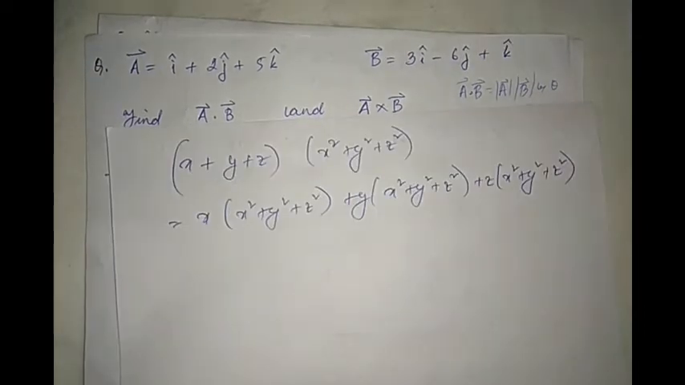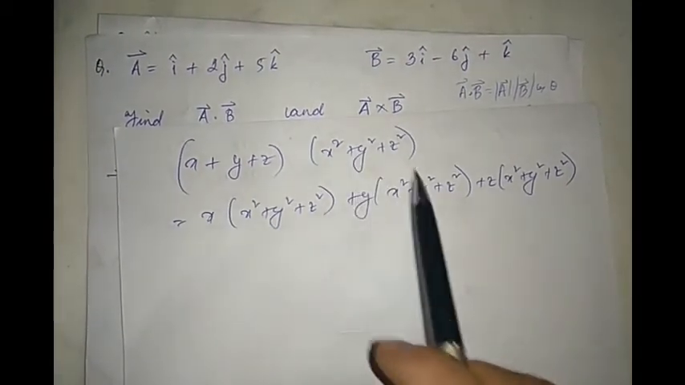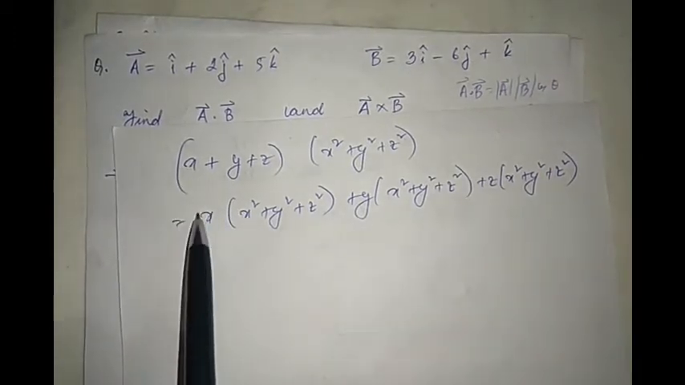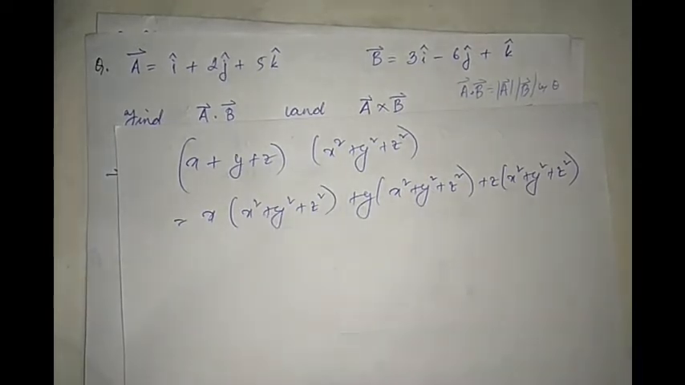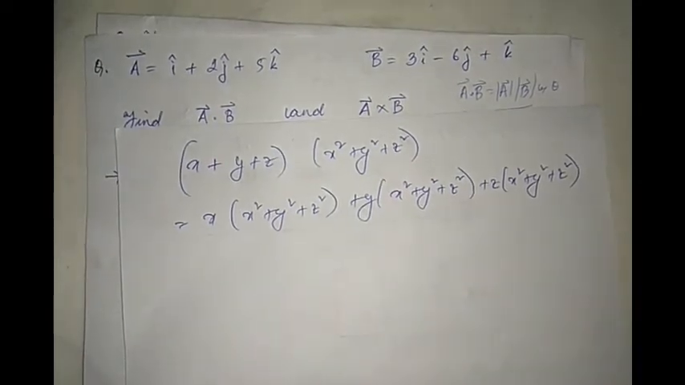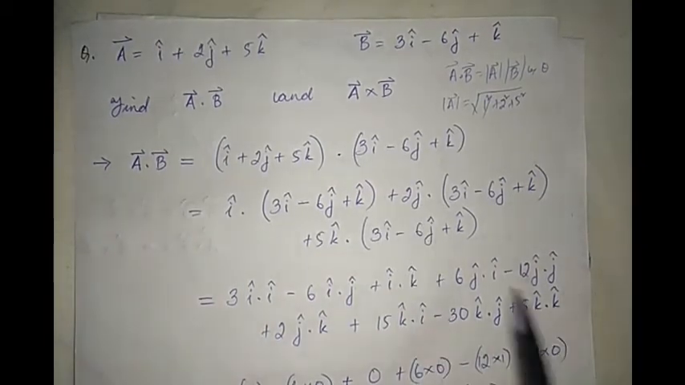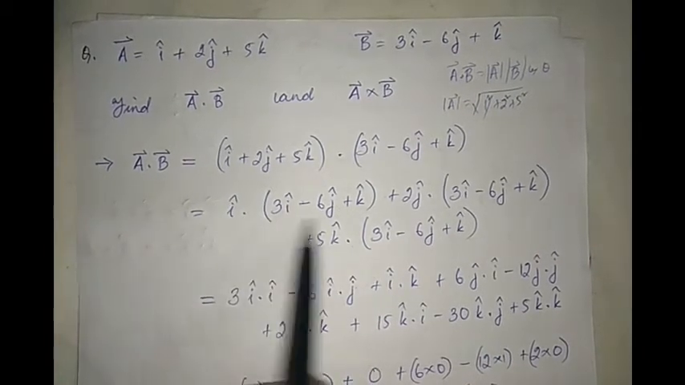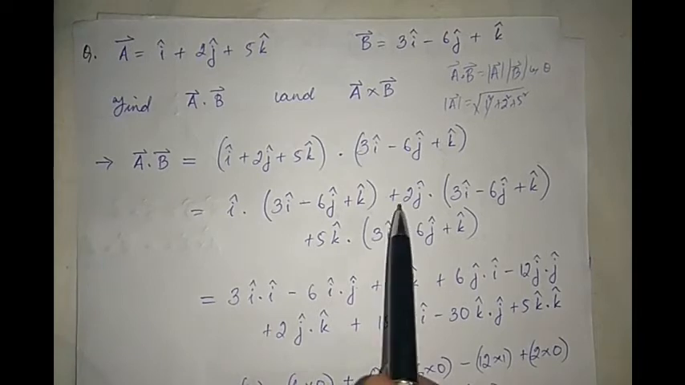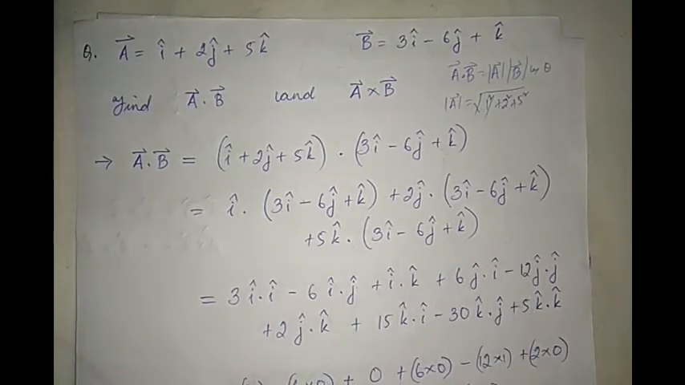It's very similar to what you do in algebra. If we are to multiply x plus y plus z with x squared plus y squared plus z squared, x will multiply the whole thing, plus y into the whole thing, plus z into the whole thing. Very similar to this, whenever we are finding either a dot product or a cross product, we do that, provided we write the appropriate symbol. So i dot the second vector, plus 2j dot the second vector, plus 5k dot the second vector.